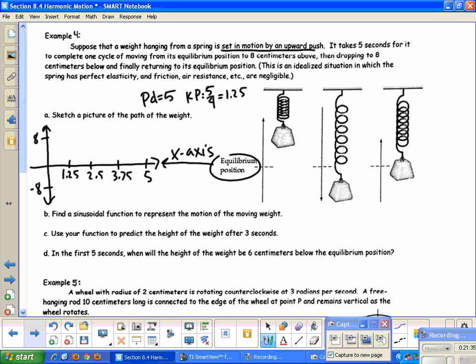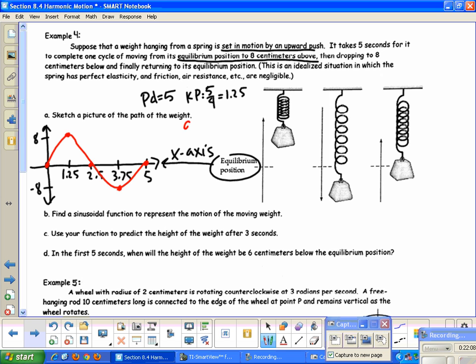And remember, it said that it's set in motion by an upward push, and it tells us that to complete one cycle, it moves from its equilibrium position to 8 centimeters above and then drops below. So that means we're starting here at 0. Then we're going to 8 centimeters above, coming back to our equilibrium position, coming below, and then back here for the last part of my wavelength. So this is what the sketch of the graph will look like.